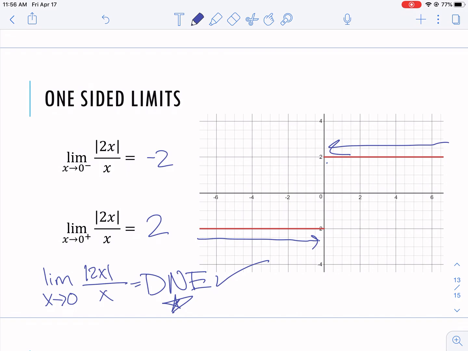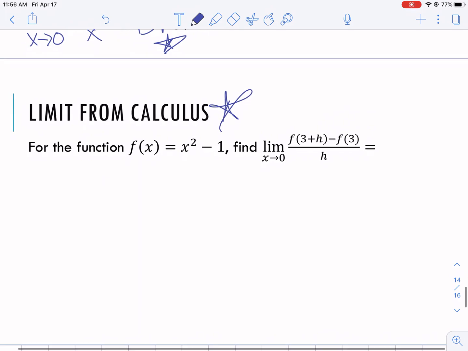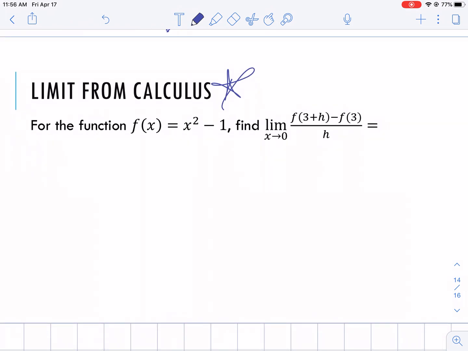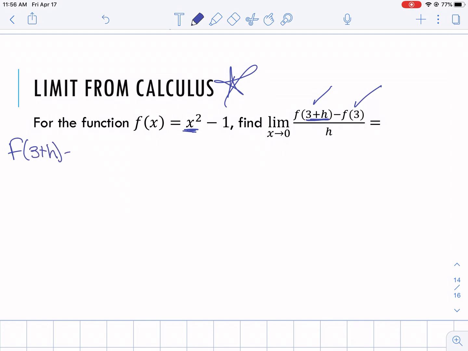All right, so my last example for you here is going to lead into what we do next week, a limit from calculus. For the function f of x equals x squared minus 1, we're going to find the limit of f of 3 plus h minus f of 3 over h. So I have to find each one of these first before we plug it in. Remember function notation: if it's 3 plus h, that goes into this spot here. So f of 3 plus h is going to be 3 plus h squared minus 1. Well, 3 plus h squared is 9 plus 6h plus h squared, minus 1.